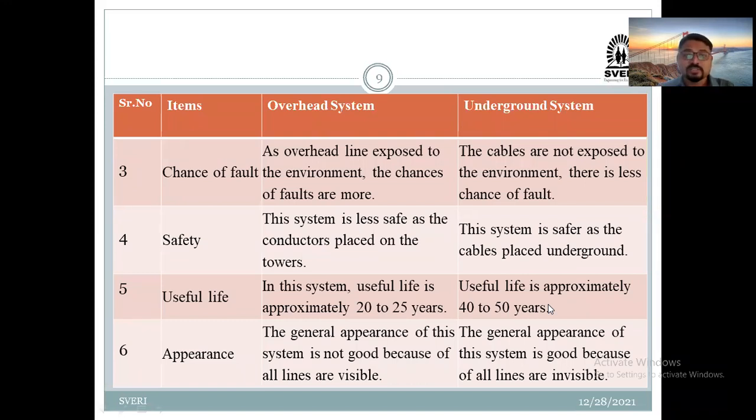But in an overhead system, suppose due to some rains and winds, those poles get demolished, then all your wires get demolished. So you have to erect that system again. That's why the useful life of the overhead system is 20 to 25 years, and the useful life of the underground system is 40 to 50 years. Okay, so everybody got this point? Fifth point, got it everyone?